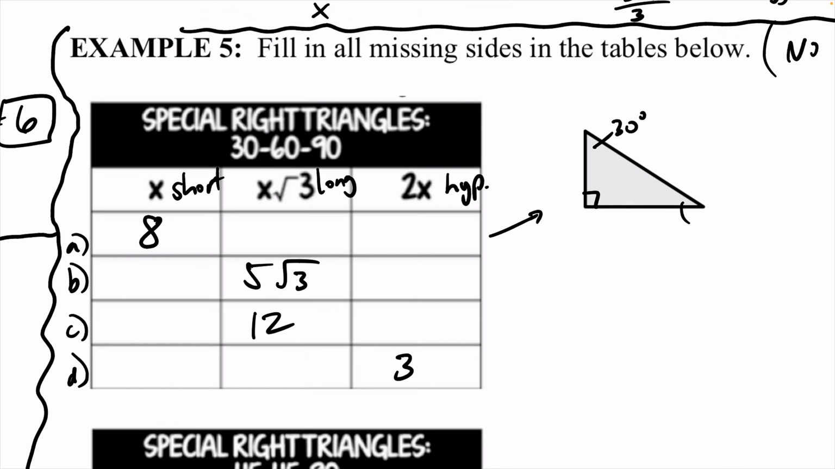30, 60. Okay. So for A, they said that the short leg is 8. That one is opposite of 30. So that means this down here has to be 8. And I have to find this guy and this guy.